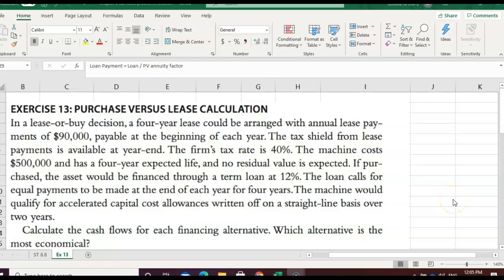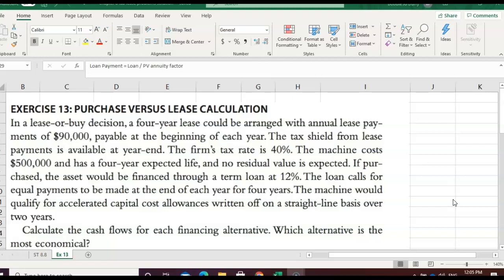So here's our next example of our purchase versus lease calculation. In a lease or buy decision, a 4-year lease could be arranged with annual lease payments of $90,000 payable at the beginning of each year. The tax shield from lease payments is available at year end. So the firm's tax rate is 40%.